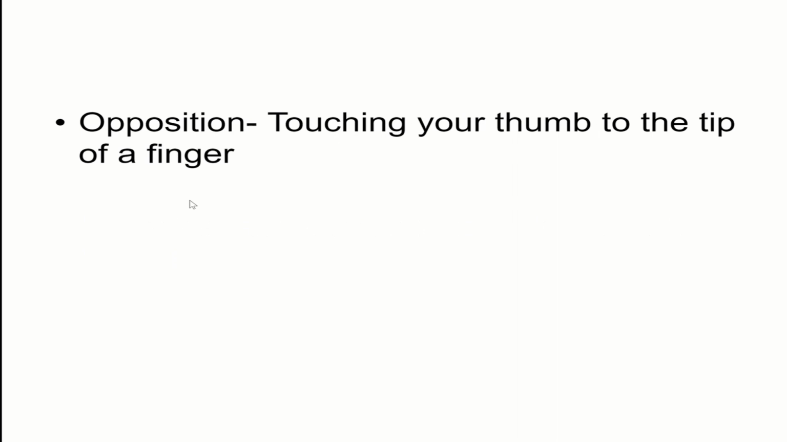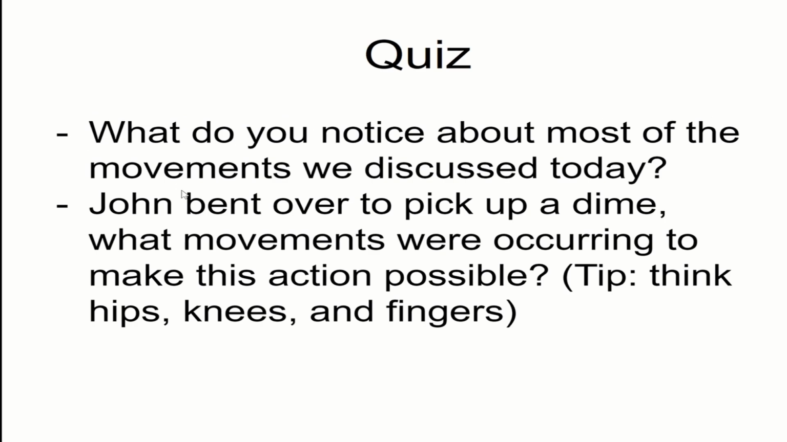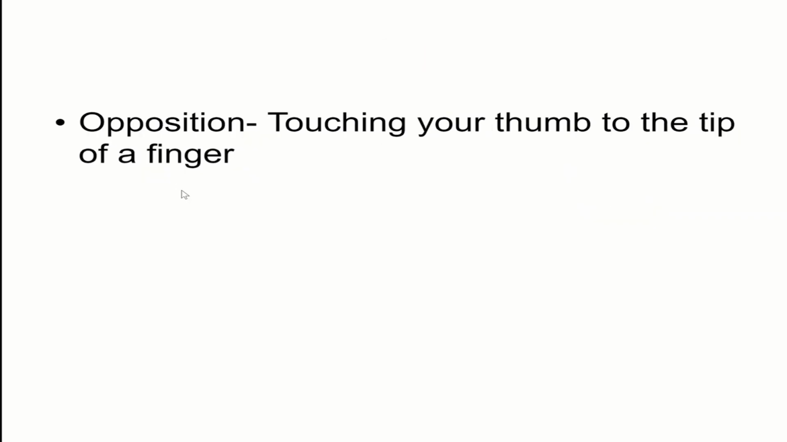Opposition, this is where you can touch your thumb to the tips of your fingers. That is what makes our thumb opposable. It is not that it's posable as in it can strike a pose. It is opposable in that it is in opposition to your fingers and that you can touch your fingers to your thumb. And so that is going to round out our discussion of movements.